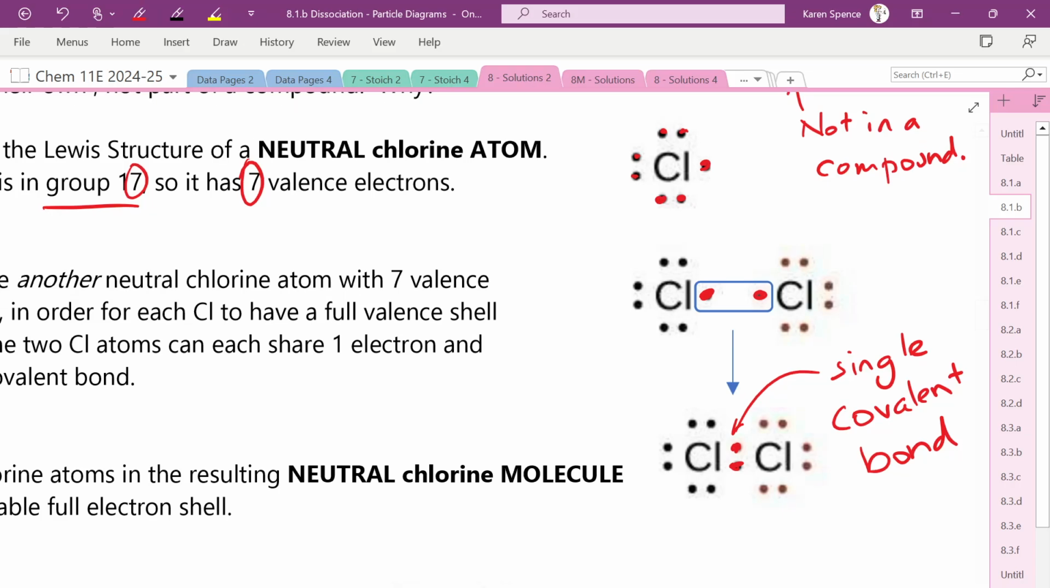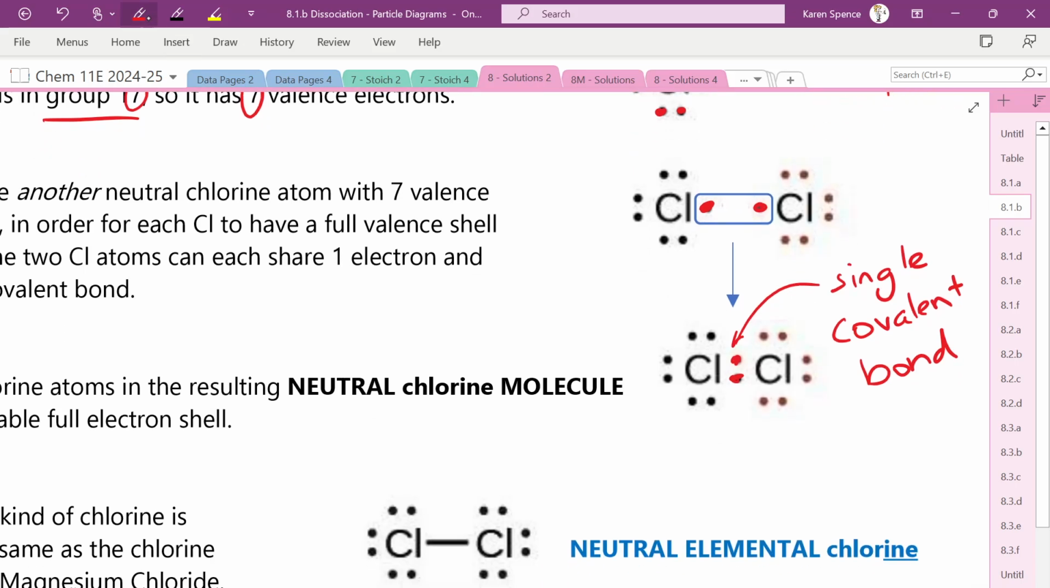And we can rewrite that single covalent bond as a line in between the two. How many electrons does a line represent? 2. So if we want to say how many electrons the chlorine on the left has, we have 2 in the line, 3, 4, 5, 6, 7, 8 electrons. So now that chlorine is stable. All right, our other one, we have 2 in the line, 3, 4, 5, 6, 7, 8 electrons, so that also is stable.